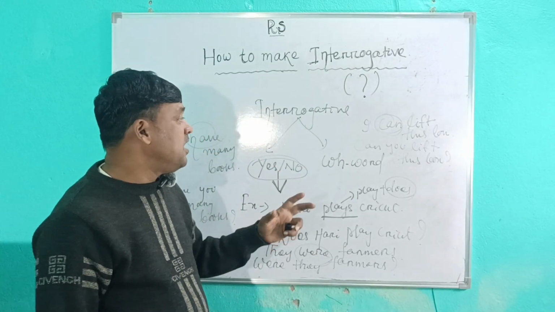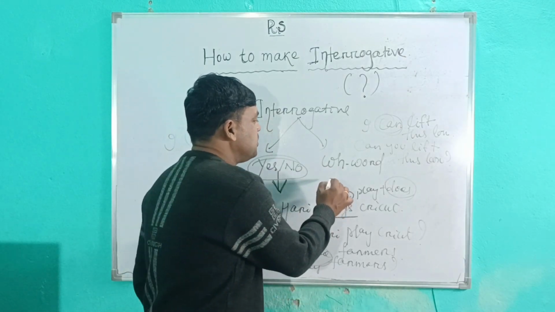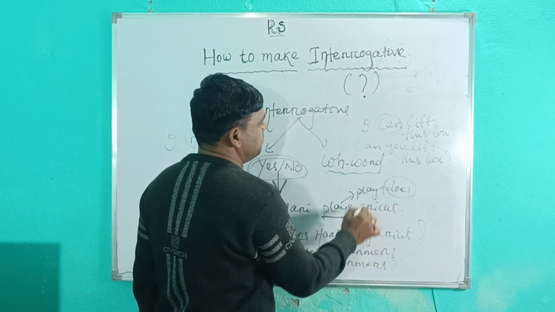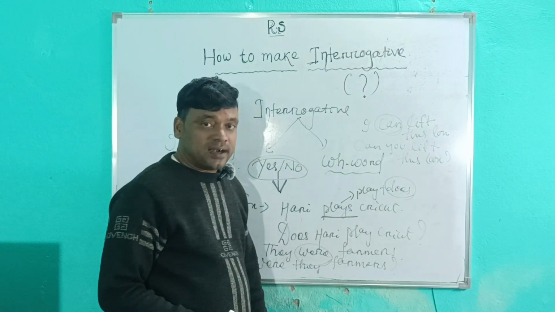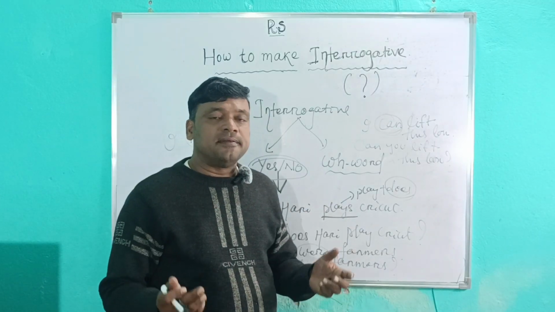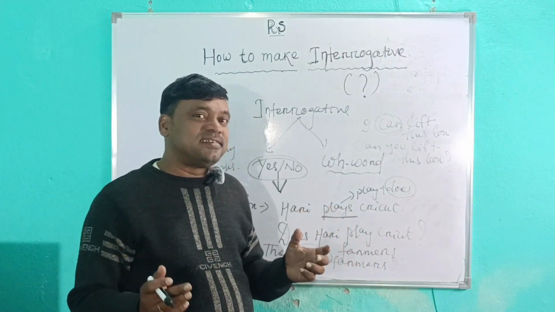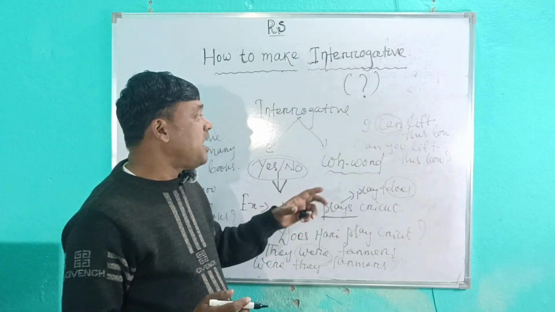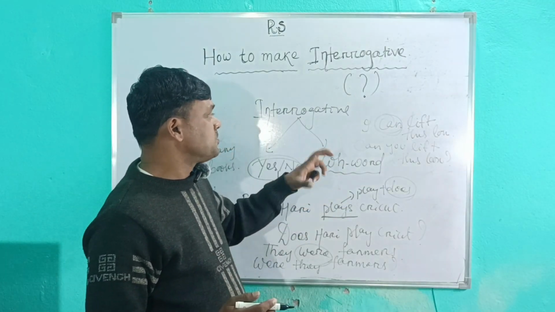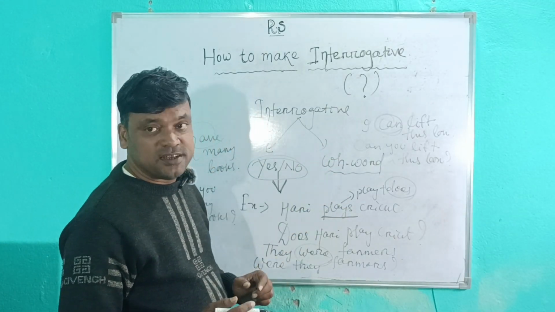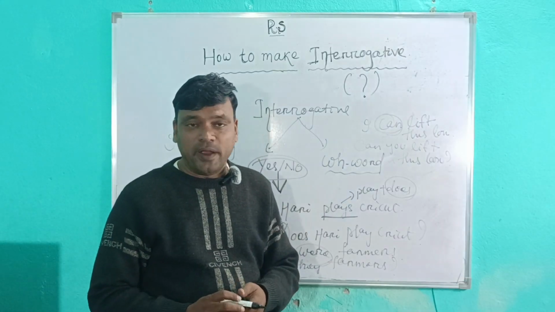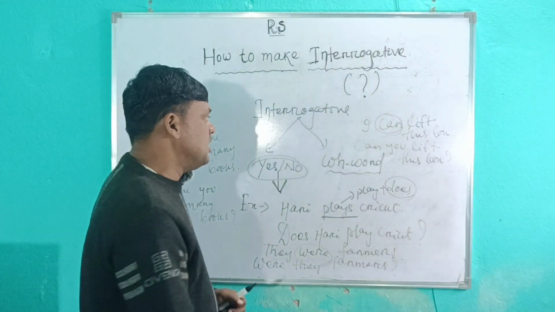Now let's start. How can we change in WH word form? So all of you know what the WH words are? What, why, whom, who, whose, like this. These are called your WH words. And how can we make the interrogative sentence using WH words? It is also a very easy way. Okay, so let's start.